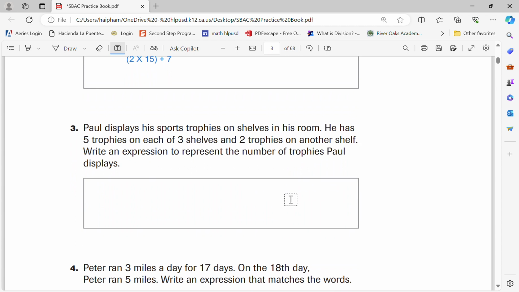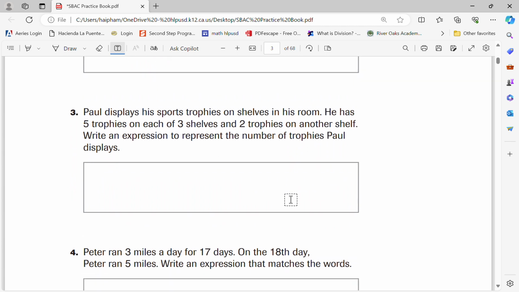Now let's move on to number 3. Paul displays his sports trophy on shelves in his room. He has 5 trophies on each of 3 shelves and 2 trophies on another shelf. Write an expression to represent the number of trophies Paul displays. Another problem that's requiring you to write an expression. We are not evaluating any numbers at this point. Let's look at how many trophies he has on each of the 3 shelves. So we have 5 trophies on each of 3 shelves, and then we have 2 more trophies on another shelf.